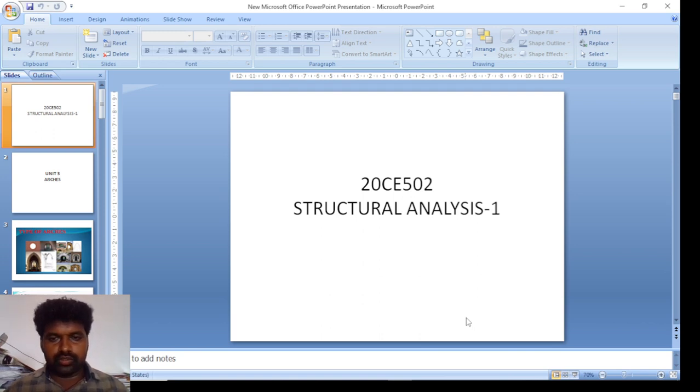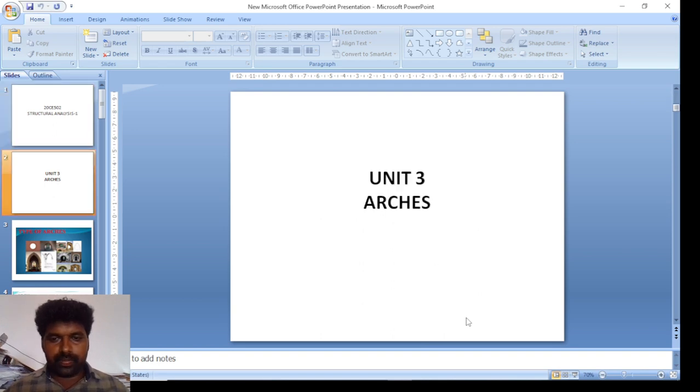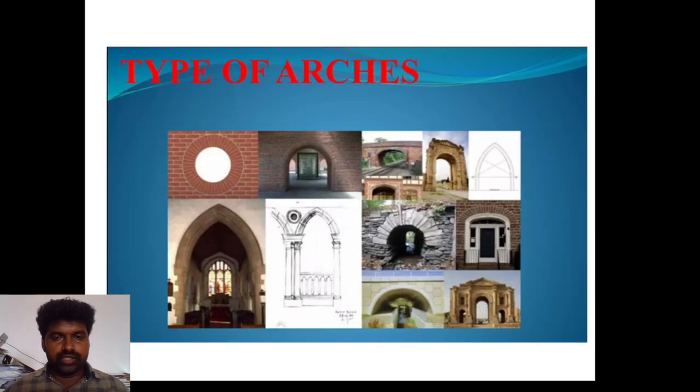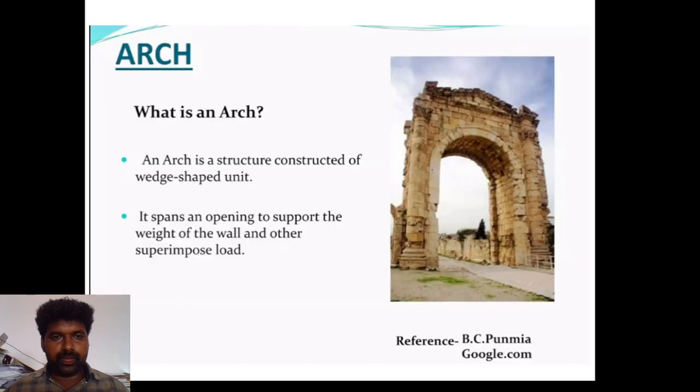Regarding Structural Analysis 1, subject code 20CE502, we see Unit 3: Arches. In this, we have to see the types of arches. What is an arch? An arch is a structure constructed of wedge-shaped units. Here, the figure shows this portion is called the arch, and it spans an opening to support the weight of the wall and other superimposed loads. The portion above the arch is entirely supported by the arch.